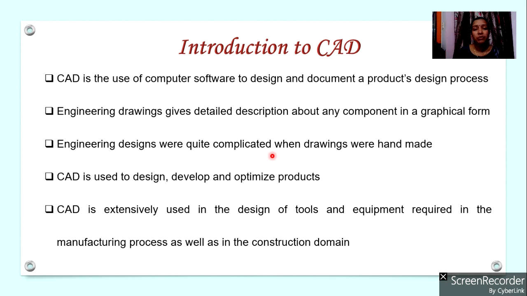So with the introduction of CAD, we can easily design and develop products. And also, the products can be optimized. So what do you mean by optimization? Optimization is nothing but the choice of best design. So suppose we have to design a product using CAD. There is not only one design for that particular product. Any product will have a number of alternate designs.